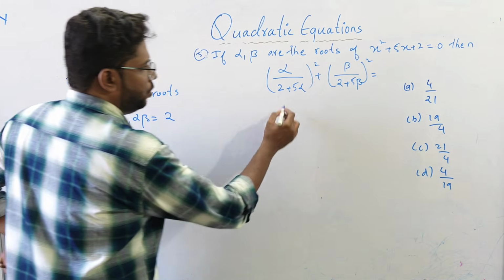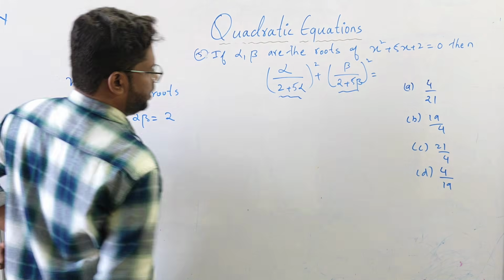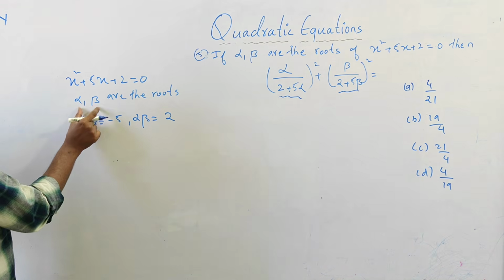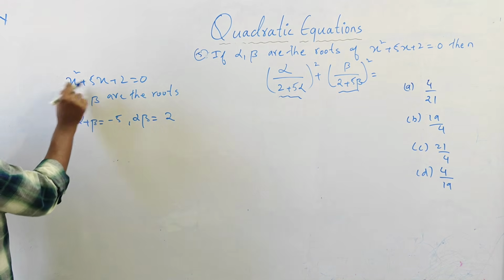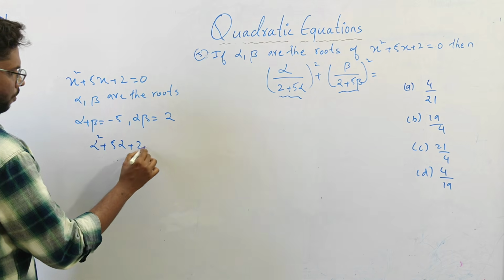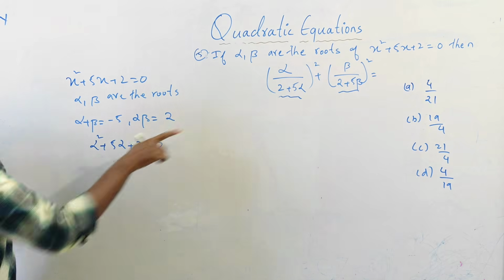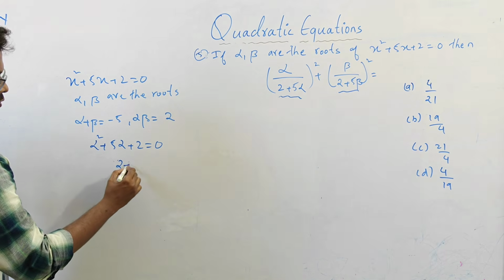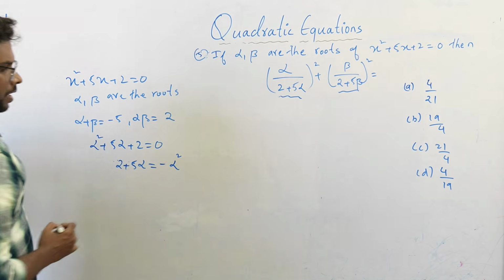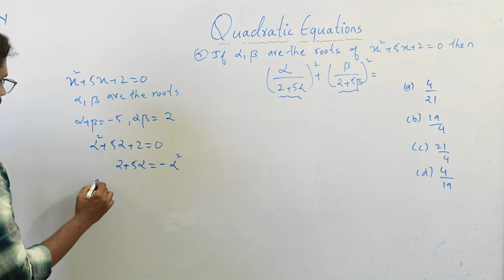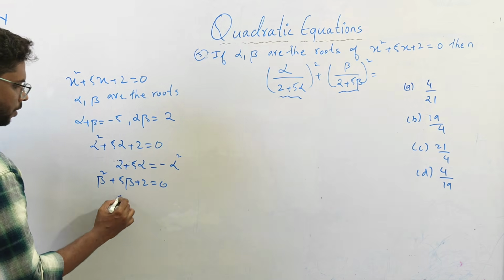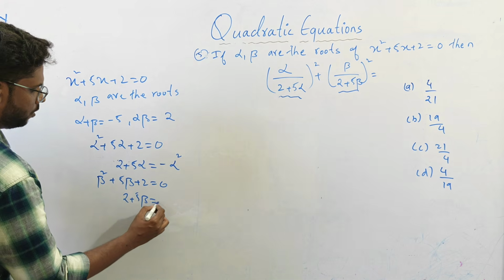Now I need to get this 2 plus 5 alpha, 2 plus 5 beta. How can I get this here? If alpha and beta are the roots of this equation, it means these two roots will satisfy this equation. Can I substitute x equals alpha here? So what you get, alpha square plus 5 alpha plus 2 equal to 0. So 2 plus 5 alpha is, if I take alpha square to that side, minus alpha square. Similarly, if I substitute beta, what you get? Beta square plus 5 beta plus 2 equal to 0. We get 2 plus 5 beta equals minus beta square.